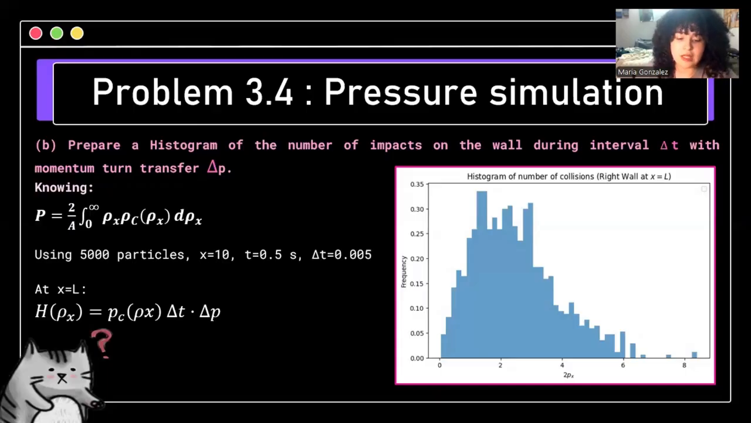So the rate is how many collisions we could expect per second per unit momentum. Delta t is how many seconds we watch, and delta p is the width of each momentum bin. Multiplying those three gives us the number of collisions we expect to land in that bin. So that's exactly what we plotted here in the histogram.